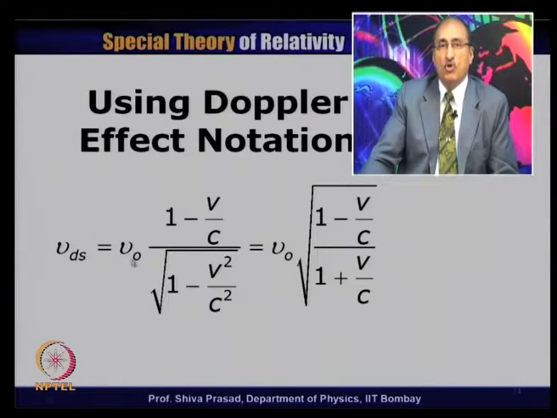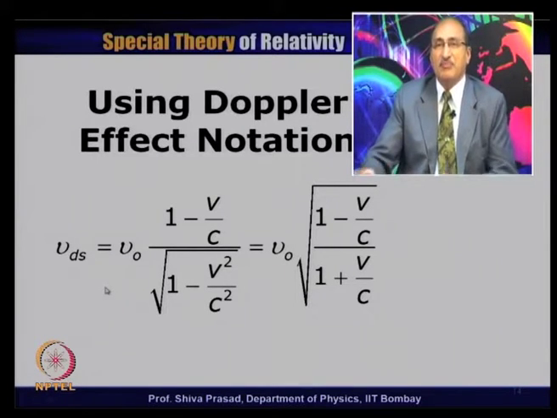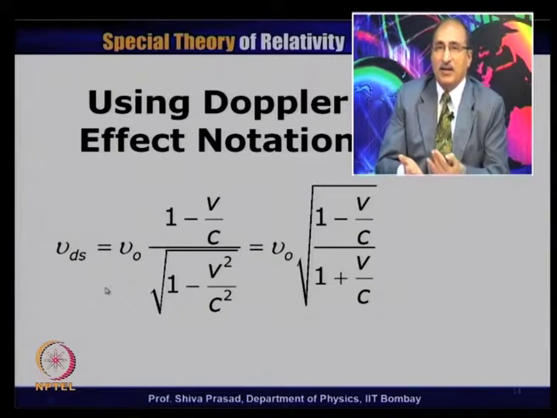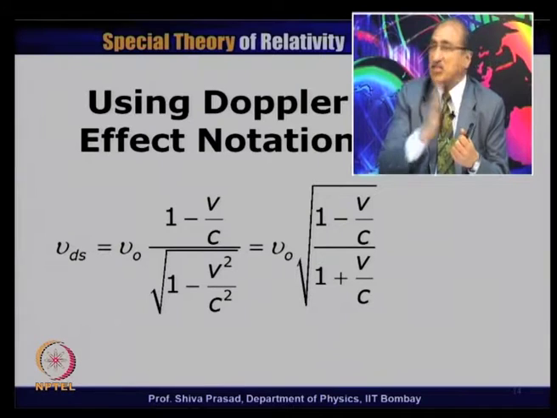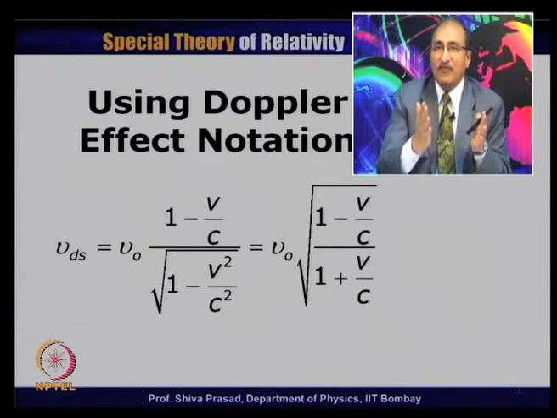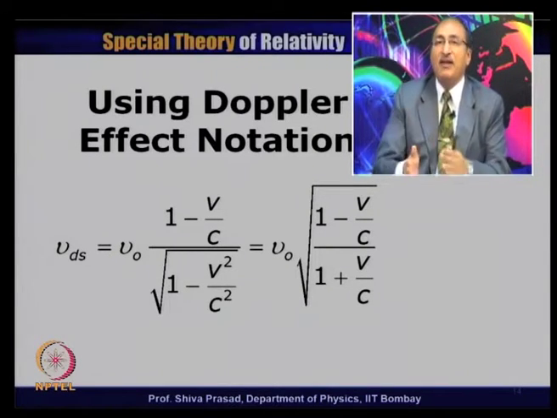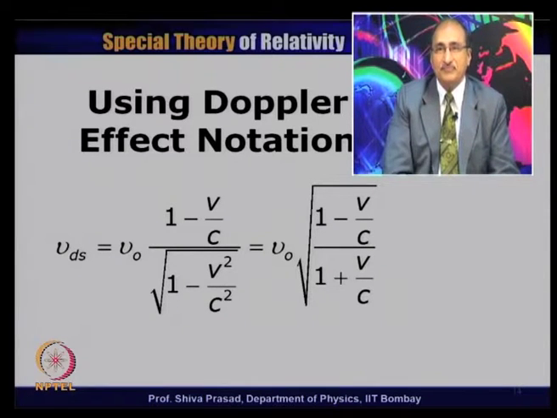Nu ds is equal to nu naught multiplied by 1 minus v upon c under root 1 minus v square by c square, the same expression which I wrote earlier, which is equal to nu naught under root 1 minus v by c divided by 1 plus v by c. This is the original frequency, this is the Doppler shifted frequency. Same thing has been re-nomenclatured depending upon the way we want to talk. In Doppler effect, we talk of the original frequency and the shifted frequency, while in relativity we talk of frequency in S frame and frequency in S prime frame of reference.